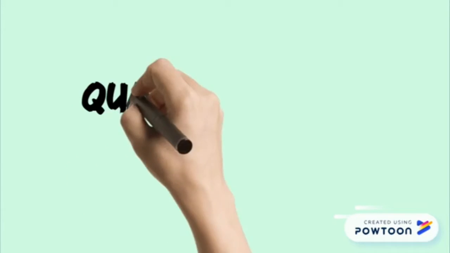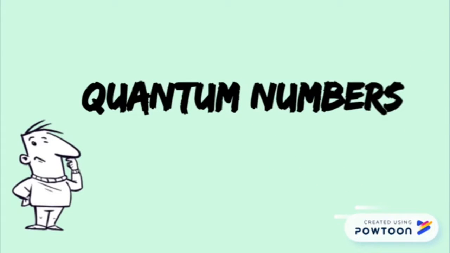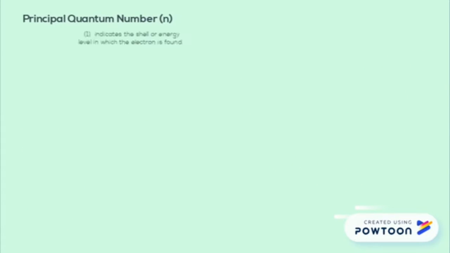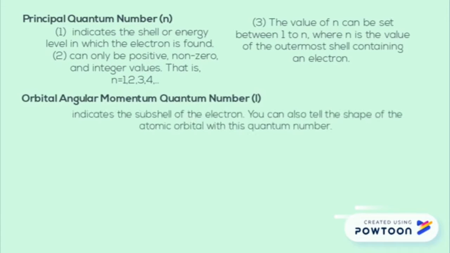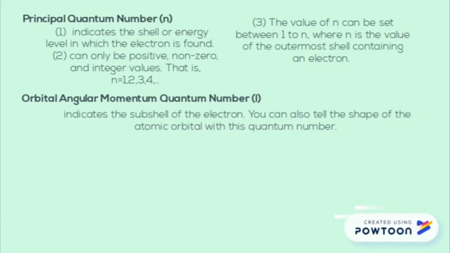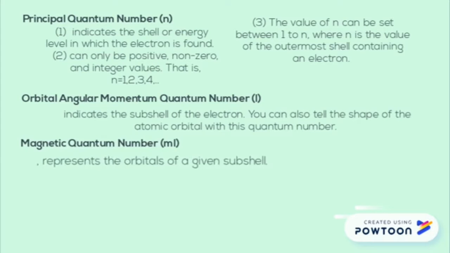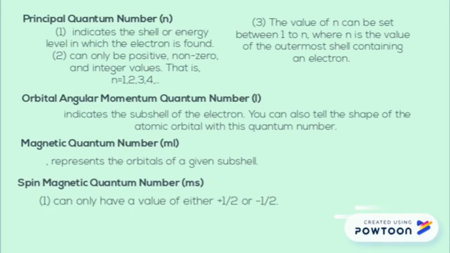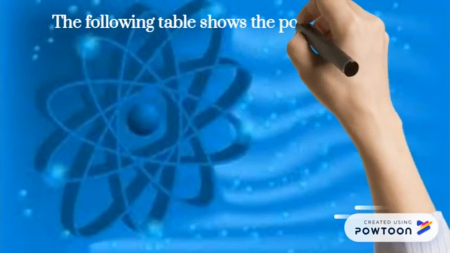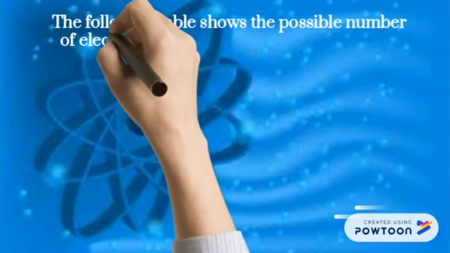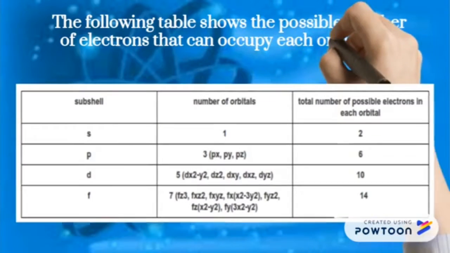Quantum numbers. The first is the principal quantum number. The second one is the orbital angular momentum quantum number. The third one is the magnetic quantum number, and the last one is the spin magnetic quantum number. The following table shows the possible number of electrons that can occupy each orbital in a given subshell.